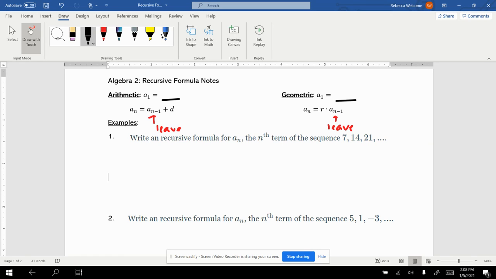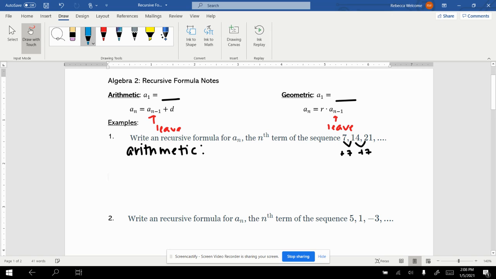actually finding a term. So for example 1, write a recursive formula for a sub n, the nth term of the sequence. So the first thing I need to do is identify if my sequence is arithmetic and what the common difference is. So 7 to 14 and then 14 to 21. I am adding 7 every time. So this is going to be arithmetic. So I need to use the arithmetic formula.